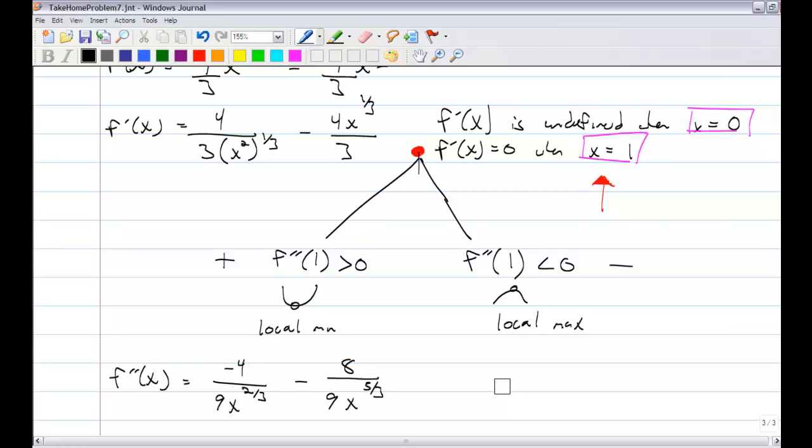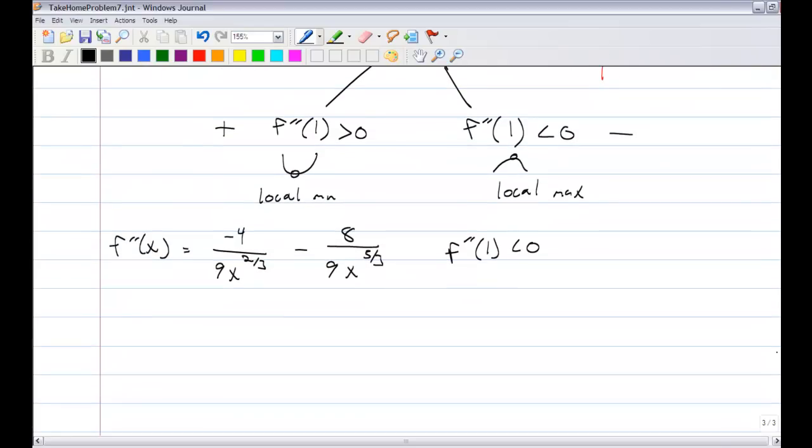So I paste it in there. I go to my table. I plug in 1, and I get a negative number. F double prime of 1 is less than 0. Okay, I found a local max.